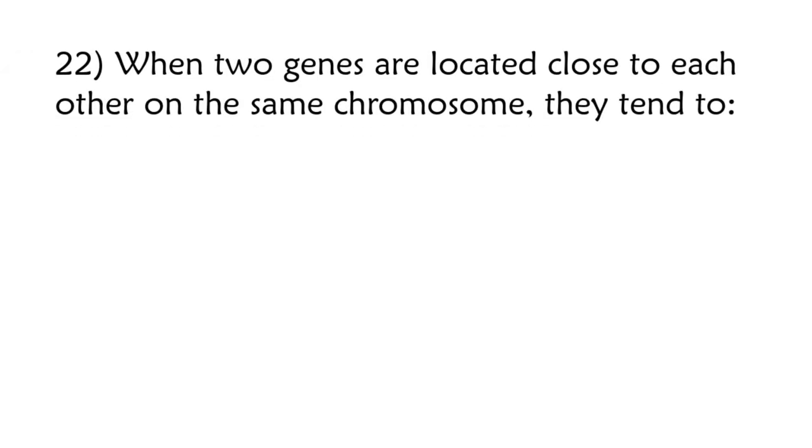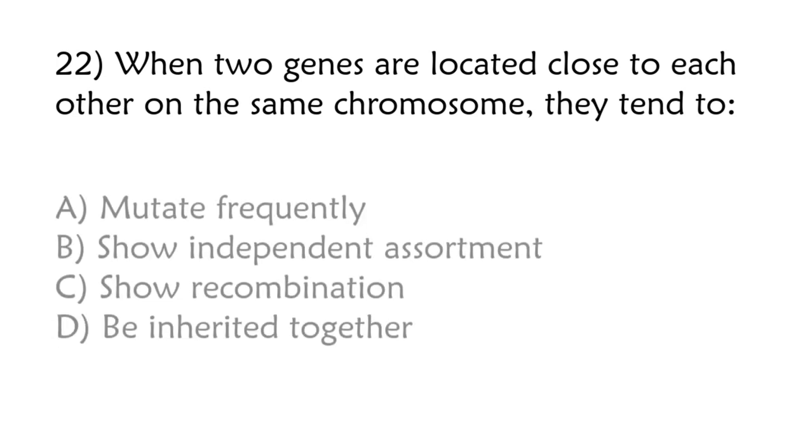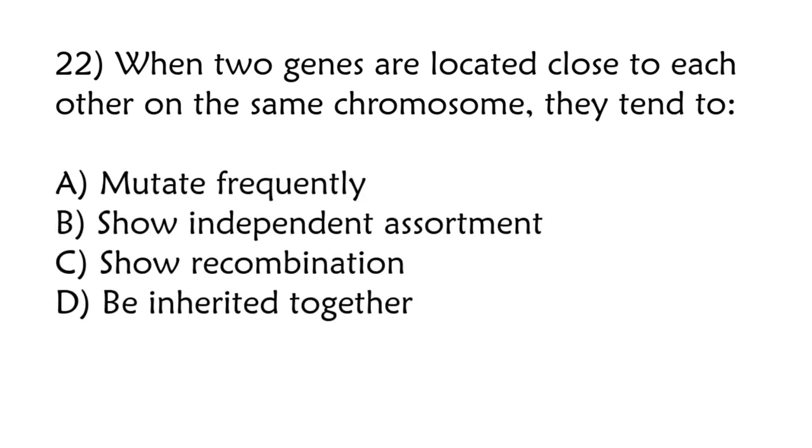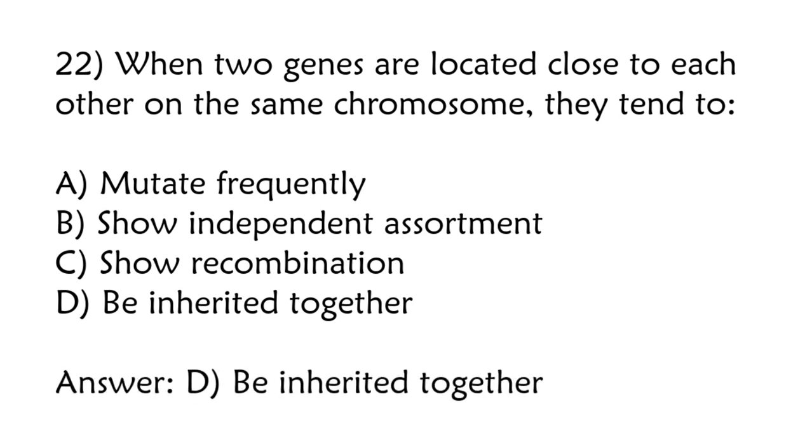When two genes are located close to each other on the same chromosome, they tend to mutate frequently, show independent assortment, show recombination, be inherited together. Correct answer is option D, be inherited together.